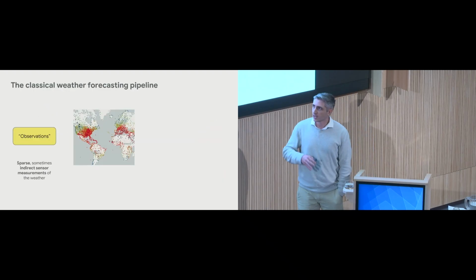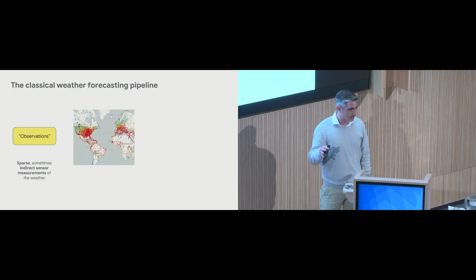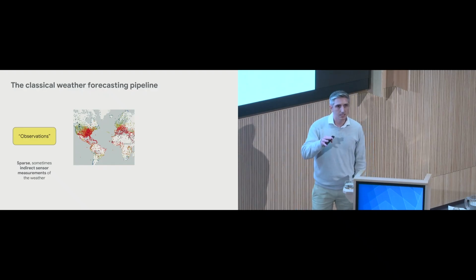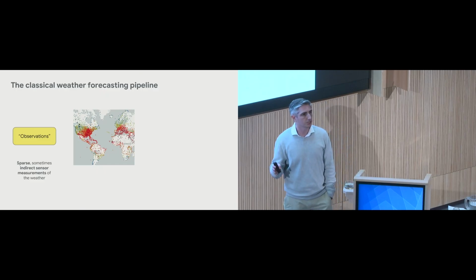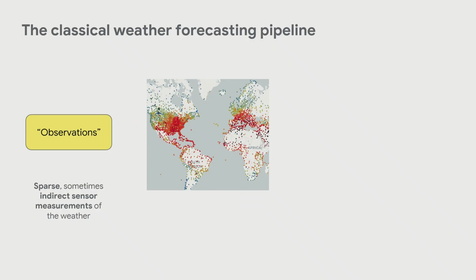Okay, so the classical weather forecasting pipeline is made up of a couple of stages. The first is an extensive observation network of sensors, satellites and weather stations across the world, collecting direct or indirect measurements of the weather. This is an enormous set of measurements, but it's sparse in space and time. We don't observe all of the weather variables all of the time everywhere.